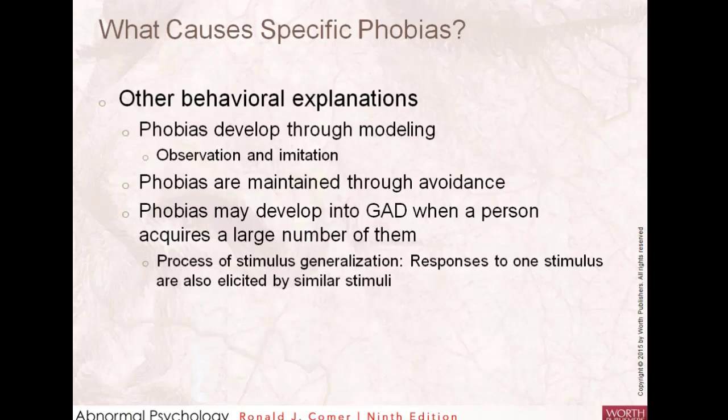Now, where else could it develop? Well, it could develop through modeling. What happens if you live with a person who has a phobia and you're constantly seeing that person being afraid? You might start to be afraid too.